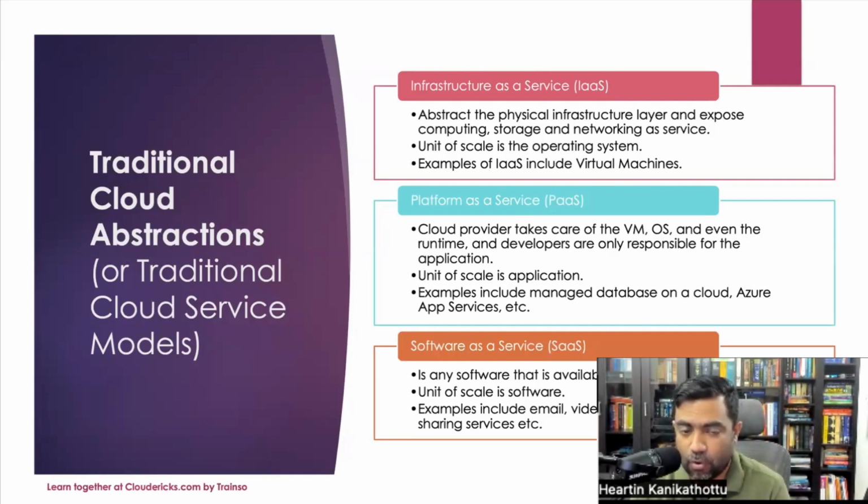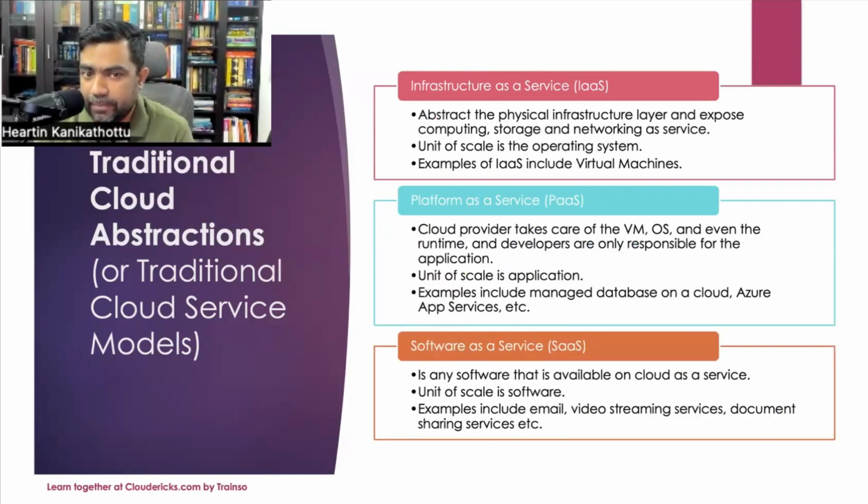Traditional cloud abstractions or cloud service models. The reason I mention traditional cloud abstractions is that when cloud came and when I started learning cloud, for many years all the comparison charts used to refer to these 3: infrastructure as a service, platform as a service, and software as a service. But as cloud progressed, we currently have a lot more additional cloud abstractions, as we will see in later slides. So, the traditional cloud abstractions, infrastructure as a service.